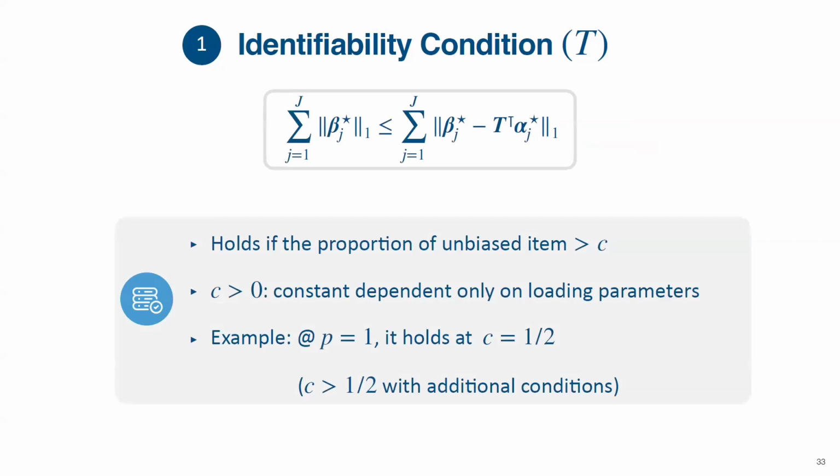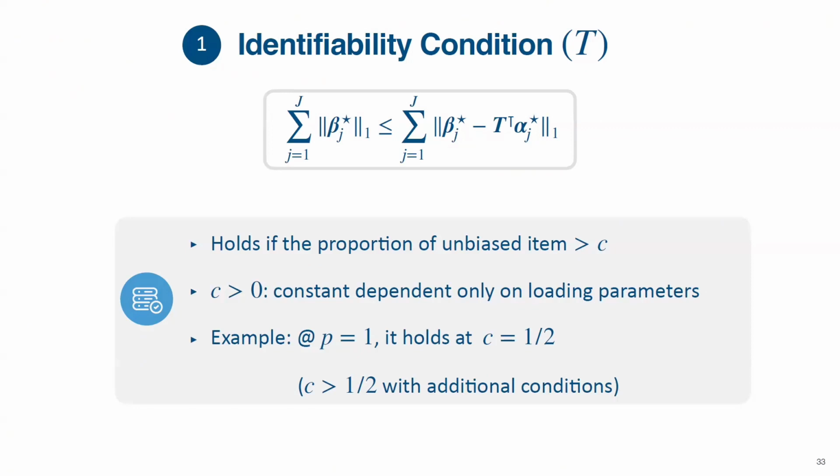This essentially holds if the proportion of unbiased items is bigger than some C, where C is some positive constant. In other words, if we consider each dimension of our X, each covariate itself, if half of the questions are unbiased, then this condition is satisfied. So even though we are making some sparse assumption, it is not in the sense that the non-zero proportion goes to zero, which is commonly used in high-dimensional statistical inference. Here we still allow a positive proportion to be non-zero.